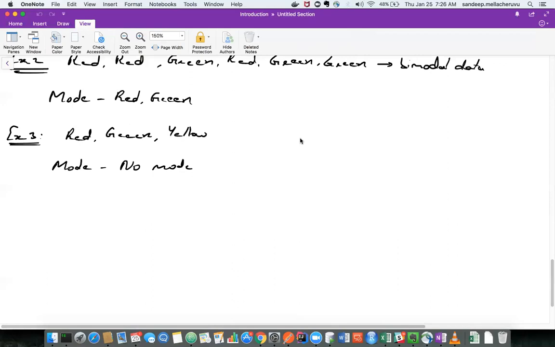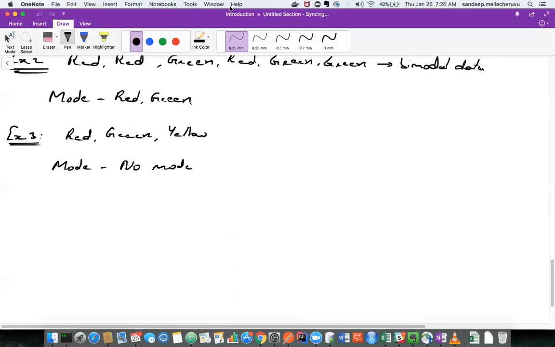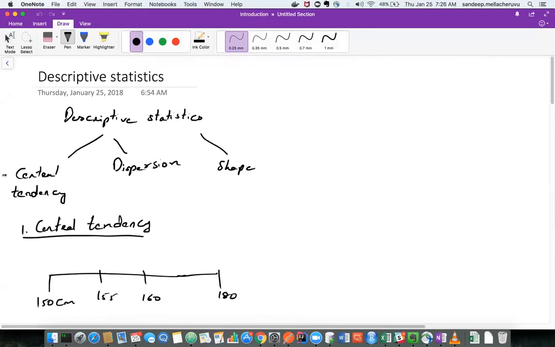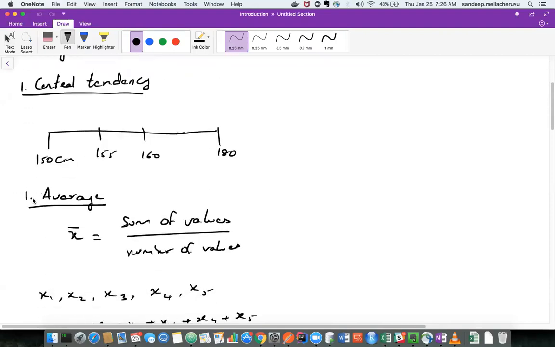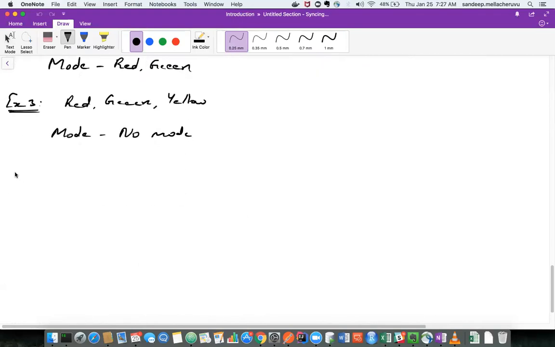So we are done with the central tendency, but we are not still done with descriptive statistics yet, right? Central tendency is done. Now we have dispersion. Dispersion is something that is more important than central tendency because it gives more insight into the data than just having a central tendency. I'll show you in future. Now dispersion.